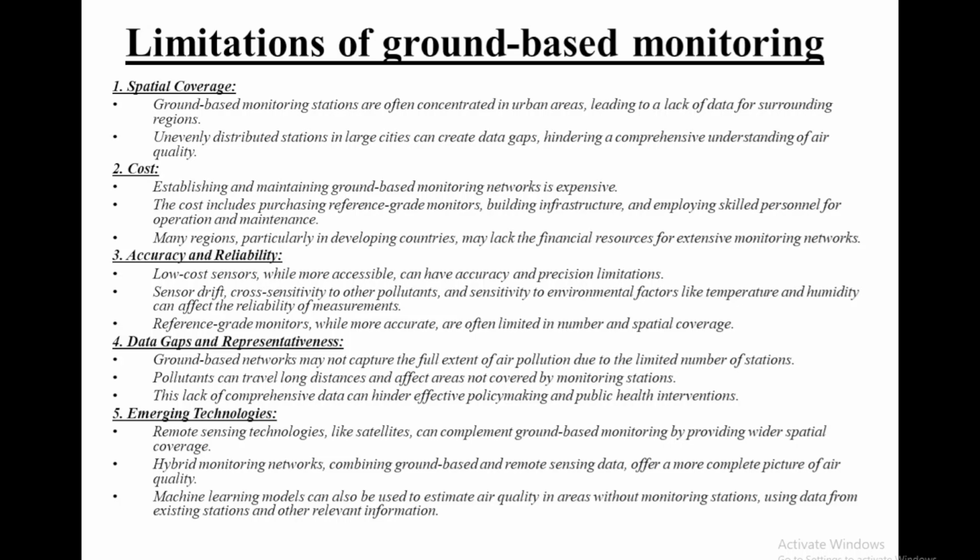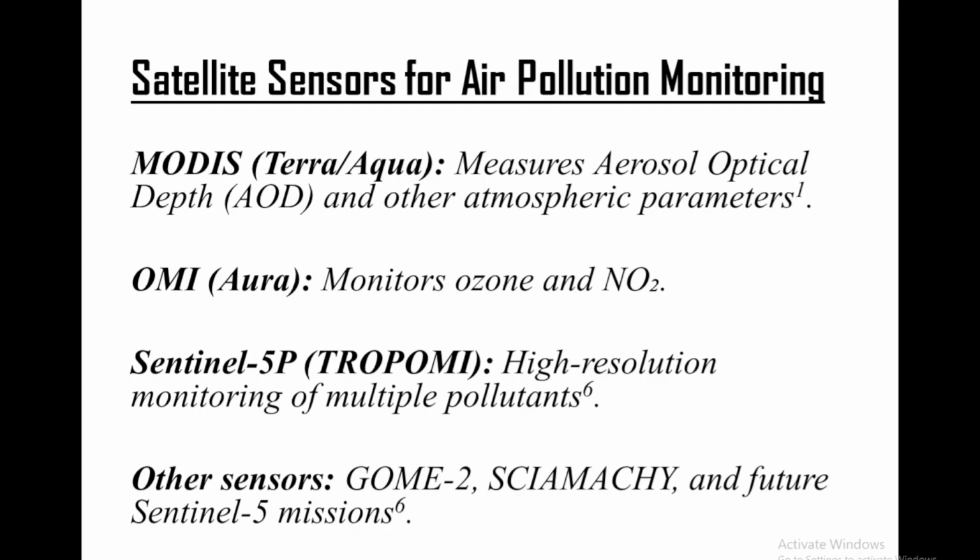Let's now explore the satellite sensors which are commonly used in air pollution monitoring. The last 2 decades have seen remarkable progress in satellite based air quality monitoring, largely due to the development of advanced atmospheric sensors, which are onboard Earth observation satellites by NASA as well as European Space Agency, and ISRO is also nowhere behind.